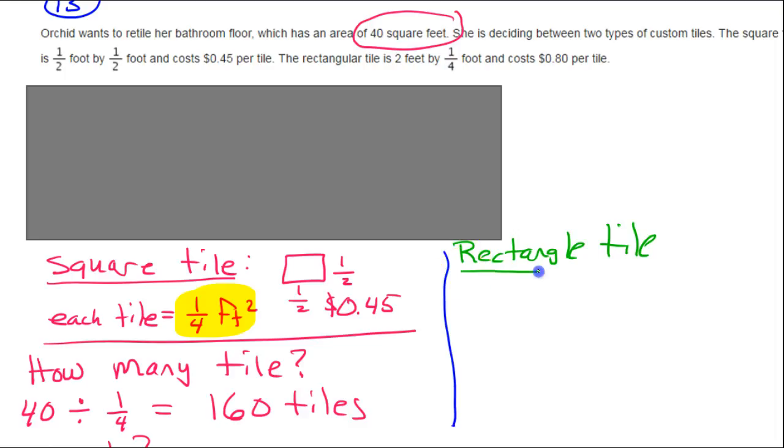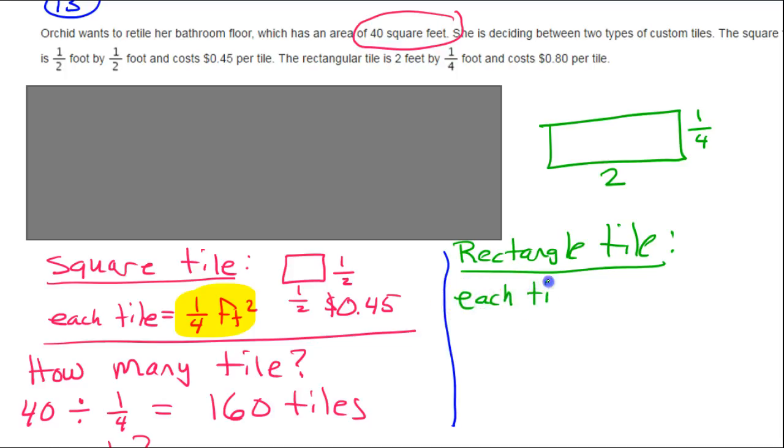Okay, so the rectangle tile, those dimensions are 2 feet by 1/4 foot. I'm just going to put it up here in this space. All right, these are the dimensions, 2 feet by 1/4 foot. So that means each tile covers, length times width, 2 times 1/4, is going to be 1/2.